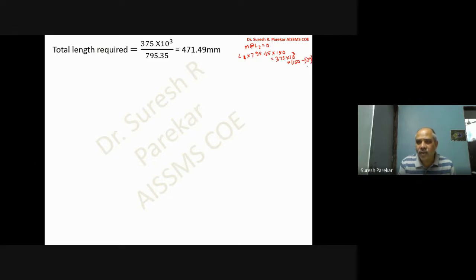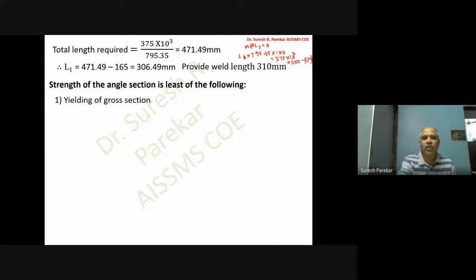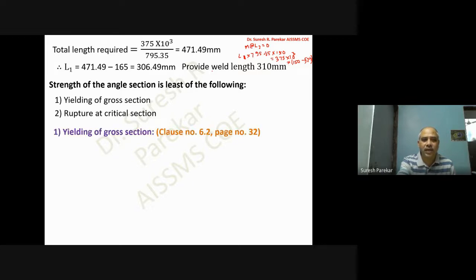Then you try to get the value, and this will be very close to 306.49, and therefore we will provide a weld length of 310 millimeters. Now the remaining part is the same as we have seen in the bolted connection. So we have first yielding of cross section, and then rupture at critical section.